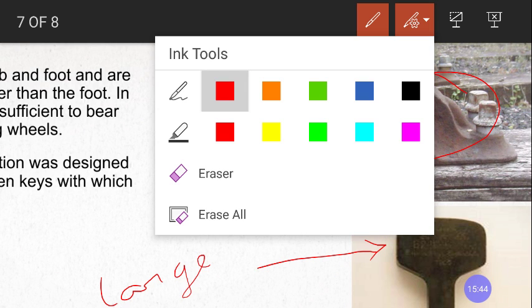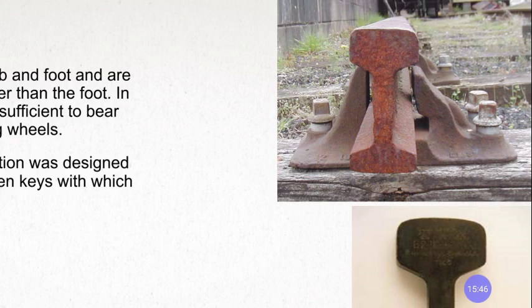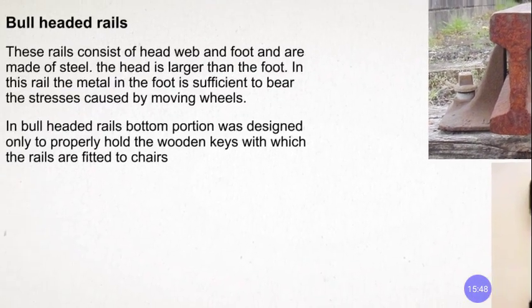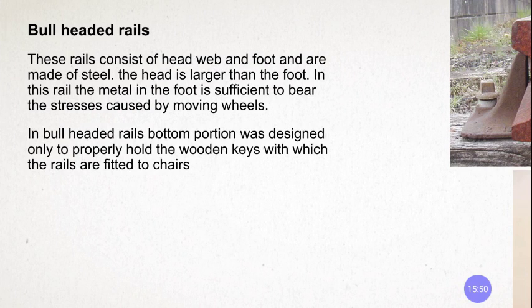So this was nothing but a mere development of the double-headed rail, where they tried to reduce the size of the lower head, to avoid the extra wastage, right? These rails consisted of head, web, and the foot, and are made of steel. The head was larger than the foot. In this rail, the metal in the foot is sufficient to bear the stresses caused by the moving vehicles.